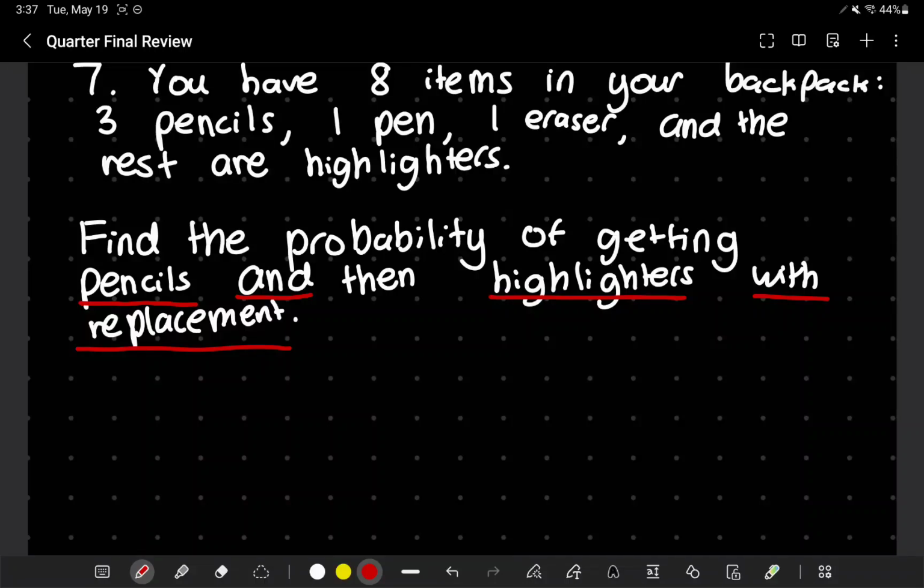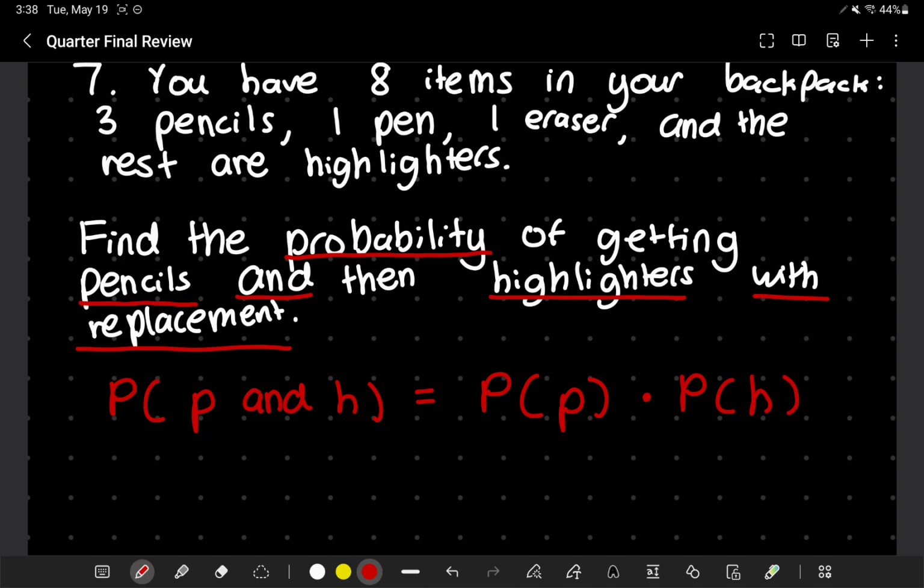From this sentence alone, I'm going to write P for probability because that's what it's asking us. I'm going to go from left to right and make that into a statement. Probability starts with P. Pencils, I can also write as P. And, because I'm going to use the word and, highlighters, I'm going to write H. When I see and, one thing you need to know is that and probability uses multiplication. So we're going to say P of P times P of H.